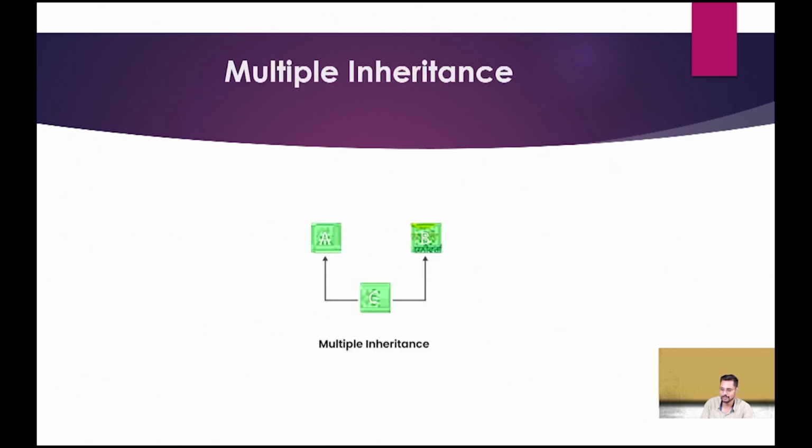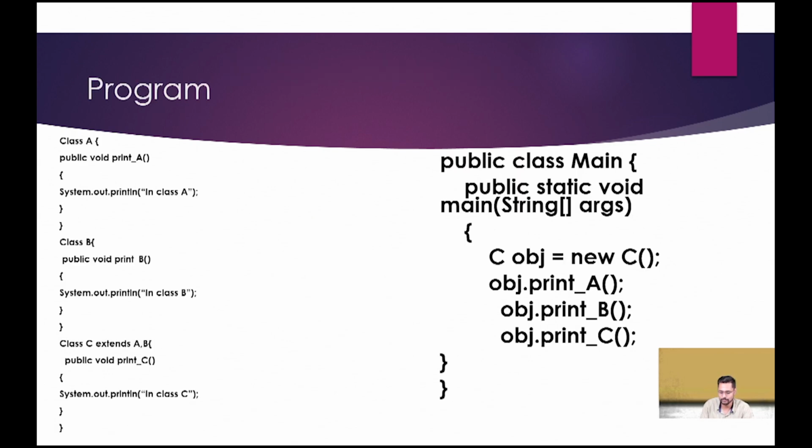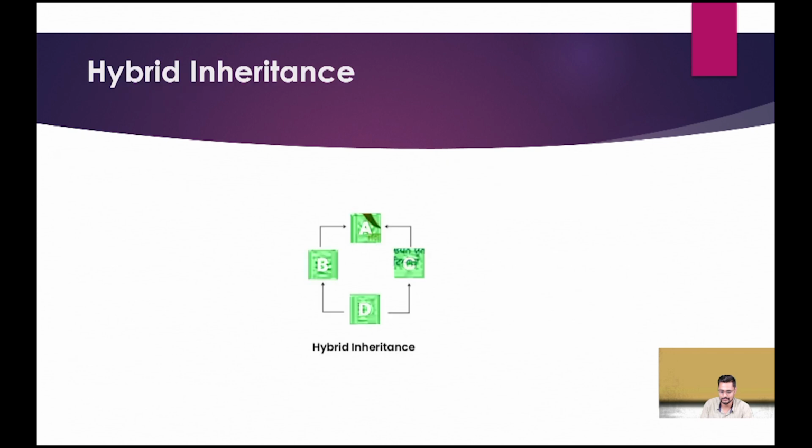So in this case we can only create one object of class C, because as we already discussed, there is a need to create only derived class objects. So here C is the derived class of A and B. So we only create one object, and that object name is obj, obj equal to new C. And with the help of the obj object we can access the functions of class A, we can access the functions of class B, and we can access the functions of class C, right?